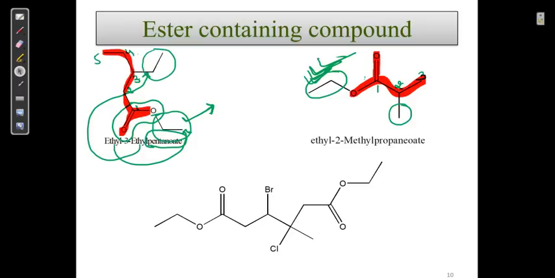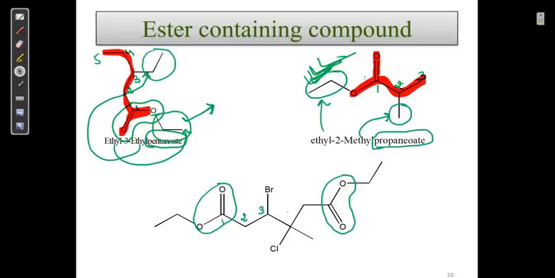So this is ethyl here, methyl is this one, and propanoate. In this case, I can write number 1. Here these are two ministers, the same, 1 and the second. So I can say 1, 2, 3, 4, 5 and 6. One priority is given like this. Another priority I can write that 1, 2, 3, 4, 5 and 6.